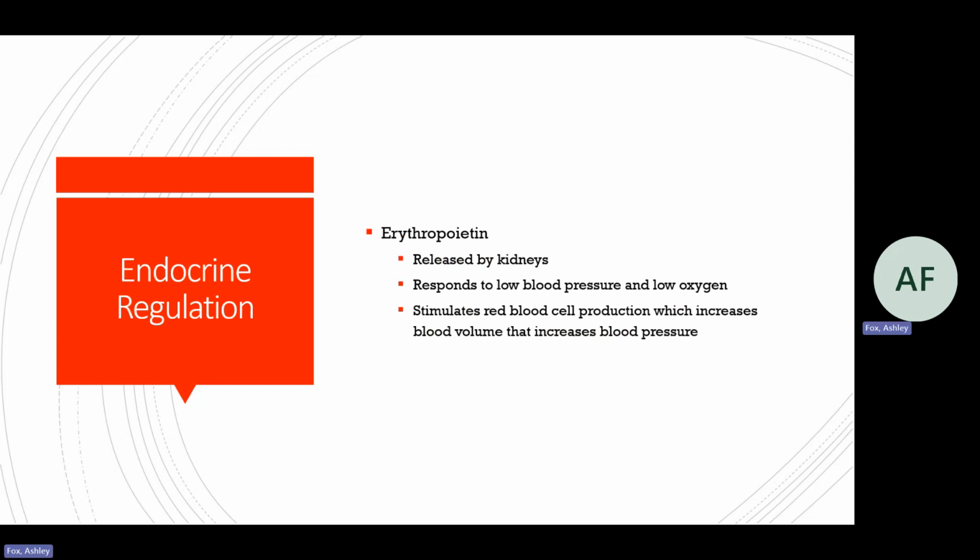Erythropoietin is another hormone that's released by the kidneys. That is going to be low blood pressure and also low oxygen to the kidneys. So what carries oxygen? Red blood cells. So what's a way that we can increase oxygen carrying capacity of our blood? So the amount of oxygen that we can carry, you make more of them. So increase red blood cells. So you get more red blood cell production, increases your blood volume. More blood volume means more pressure on the vessel walls, which means more blood pressure.